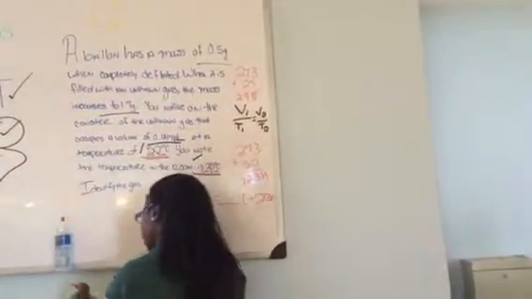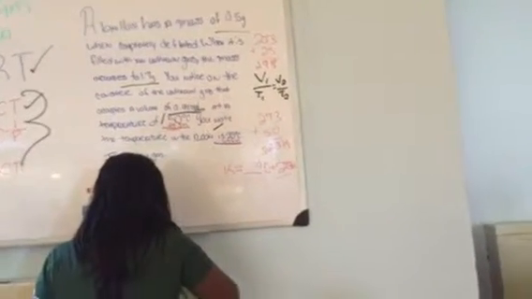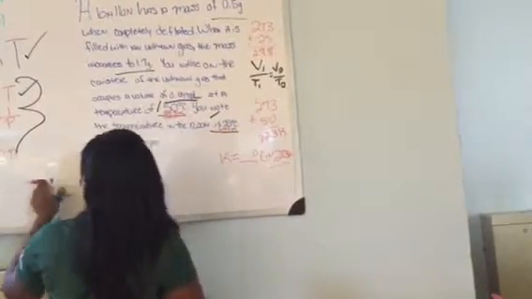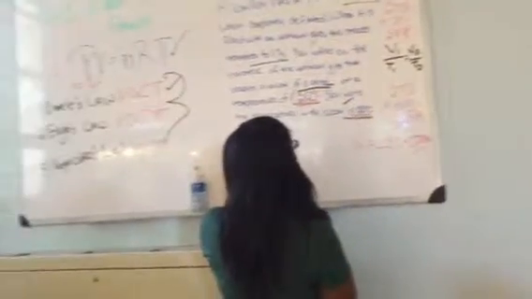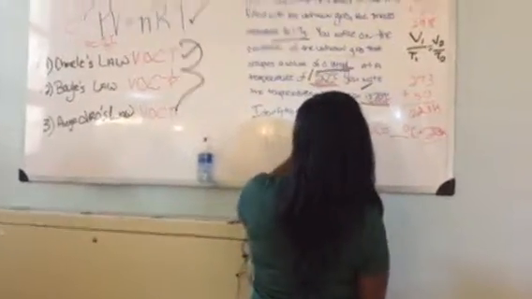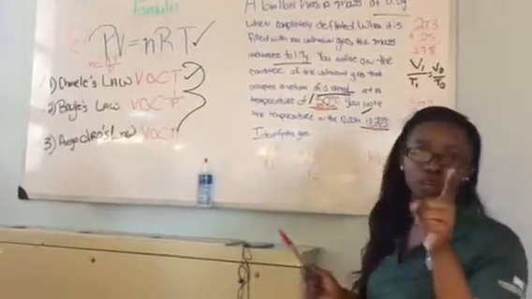So I'm going to put it down here. Alright, so here it goes. We have our V1 over T1 equals V2 over T2. It's like, why is she on the ground? She's trying to make sure you learn.